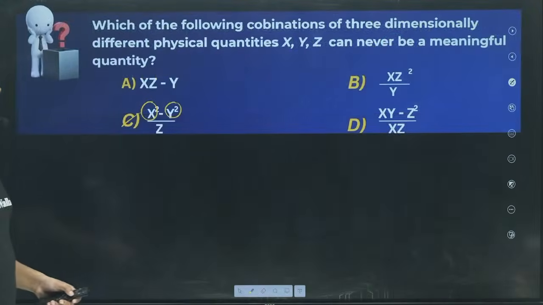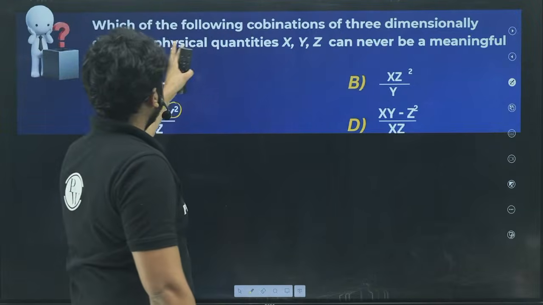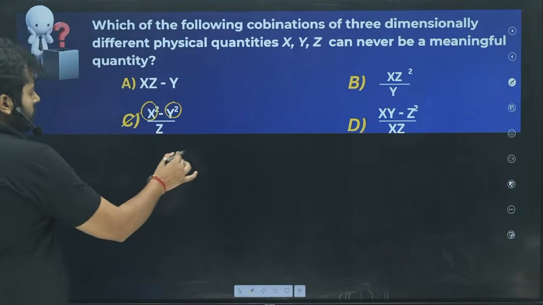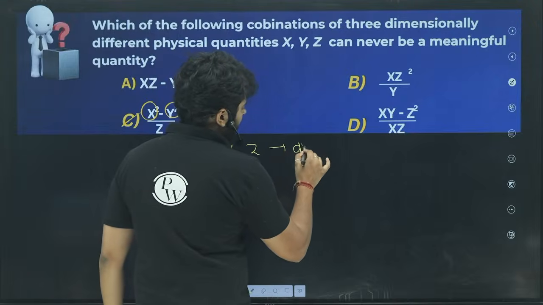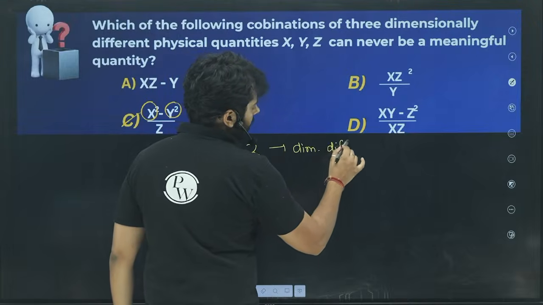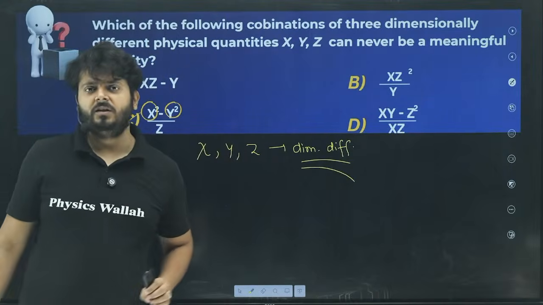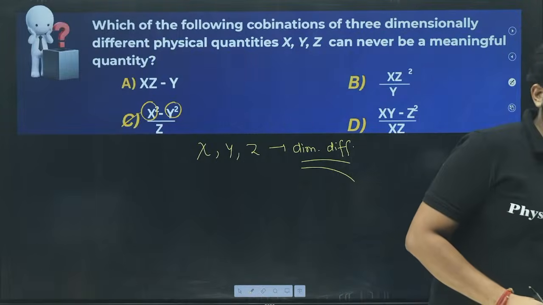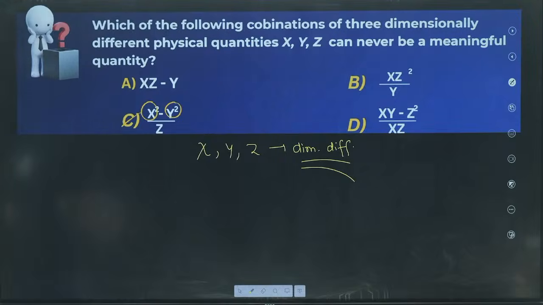Now let's move and talk about the next part. Which of the following combinations of three dimensionally different physical quantities X, Y, Z can never be a meaningful physical quantity? You see it is given that X, Y and Z are all dimensionally different quantities, right? And this will never amount to a meaningful physical quantity.